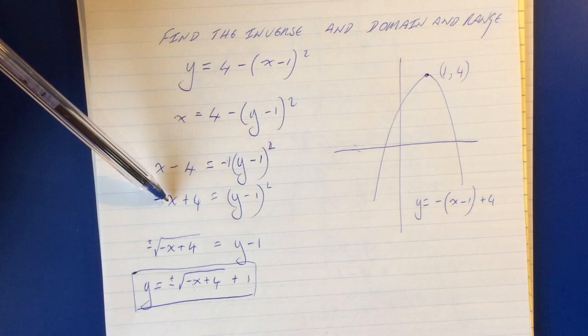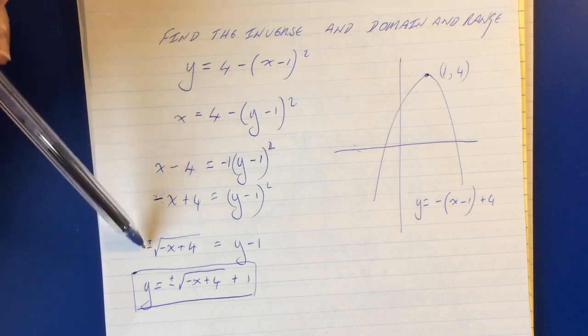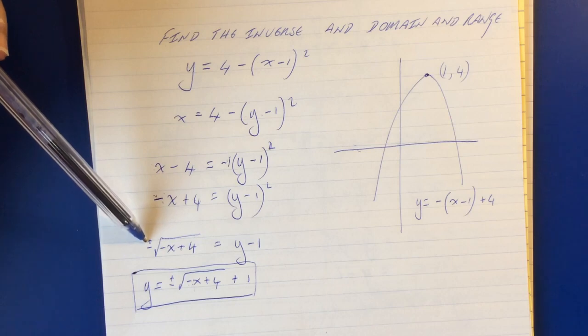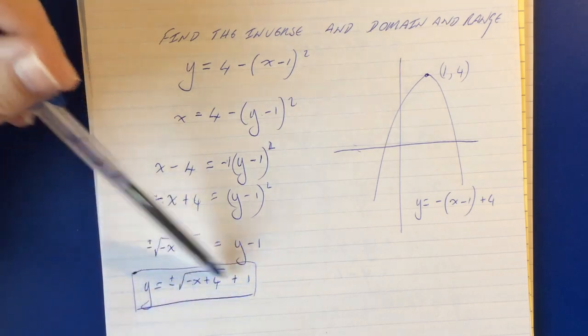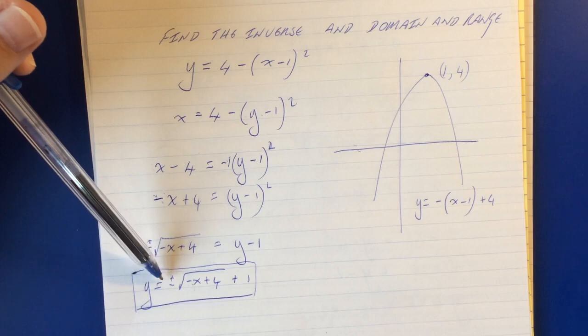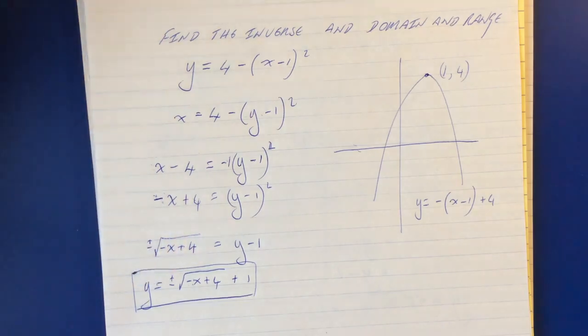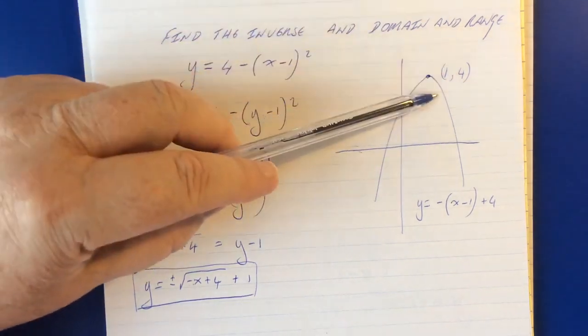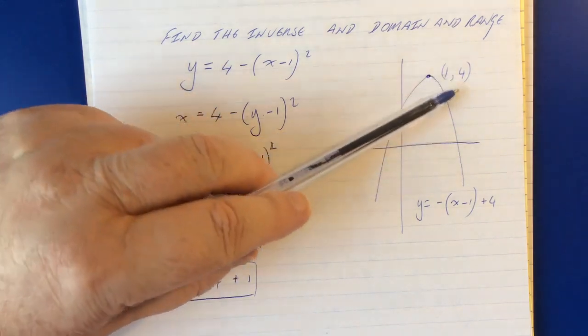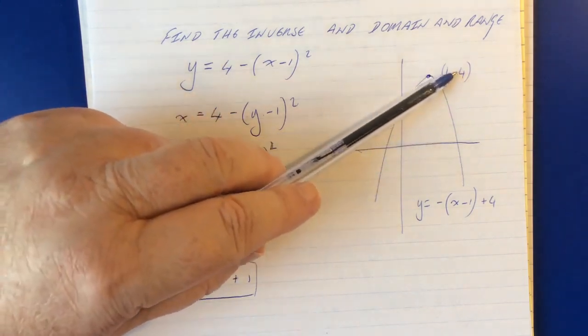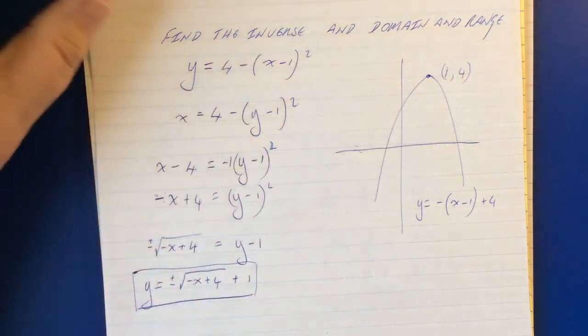Find the square root of both sides. We're going to have positive and negative square roots for the inverse of this. I don't think there's any question about that. A little bit more rearranging and I get this as the inverse. Now, remember that the domain of this was all values of x and the range was 4 to negative infinity.